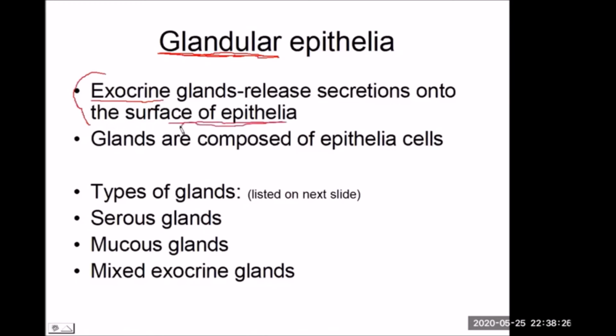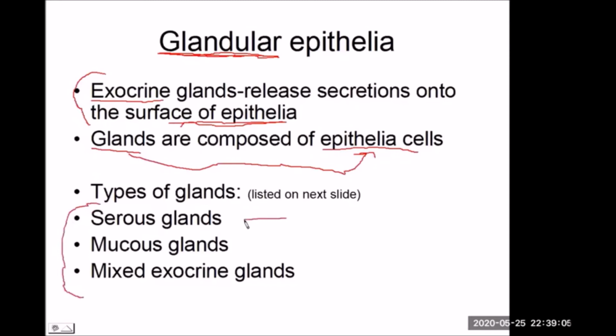So it'll be released so that it'll coat the surface, whether it's an external surface, such as your sweat glands, your oil glands, or an internal surface, such as your salivary glands, releasing saliva into your mouth. And any type of glandular structure of the body is derived from epithelial cells. It's the epithelial cells themselves that are producing the secretion for that gland, and then the secretions have to be released to the surface. So in terms of the fluids produced, there's these three primary types of glands.